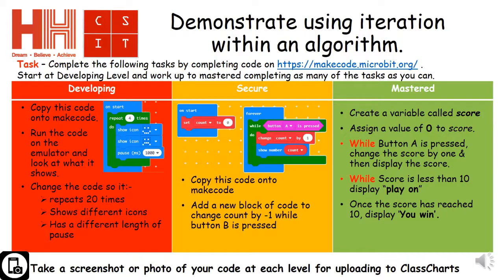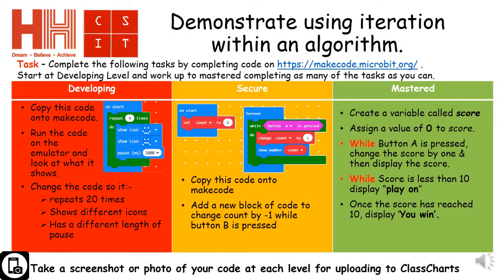Starting with the developing, you first of all need to copy the piece of code shown onto MakeCode. Run the code on the emulator and have a look at what it shows. Once you've done that, you need to make the following changes to the code. You need to change it so that it repeats 20 times, that it shows different icons, and finally that it has a different length of pause. Once you've done this, you need to take a screenshot or a photo of your new code and upload it to ClassCharts.